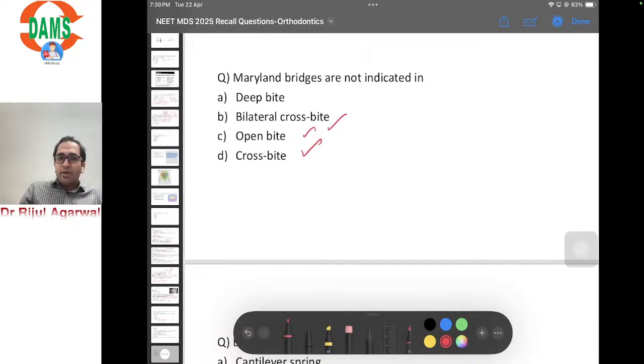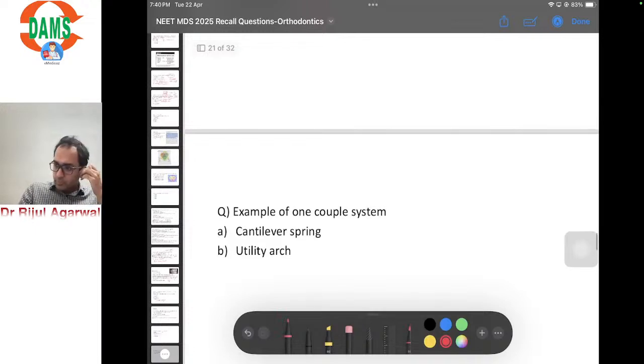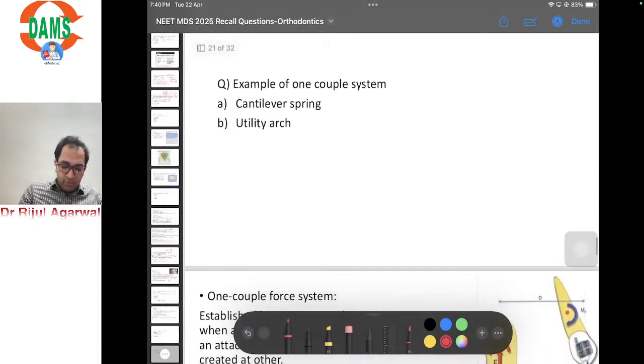So, what are Maryland bridges? They are minimally invasive bridges which are given on anterior teeth, so minimal tooth preparation is done in them. Okay, so in cross bite and open bite cases, what happens? Lower teeth are not touching the upper teeth, so you can very well give these kinds of bridges. The correct answer is not indicated in deep bite cases. Why? Because the lower teeth are touching the upper teeth, leading to failure of such bridges. Okay, I hope I'm clear. A very simple and easy question.